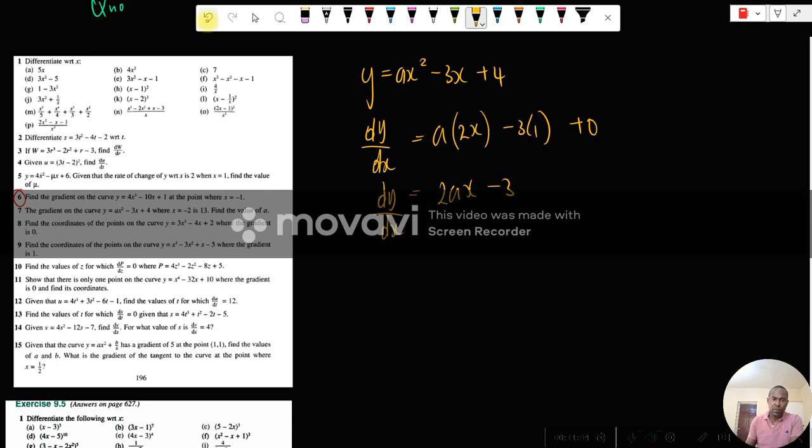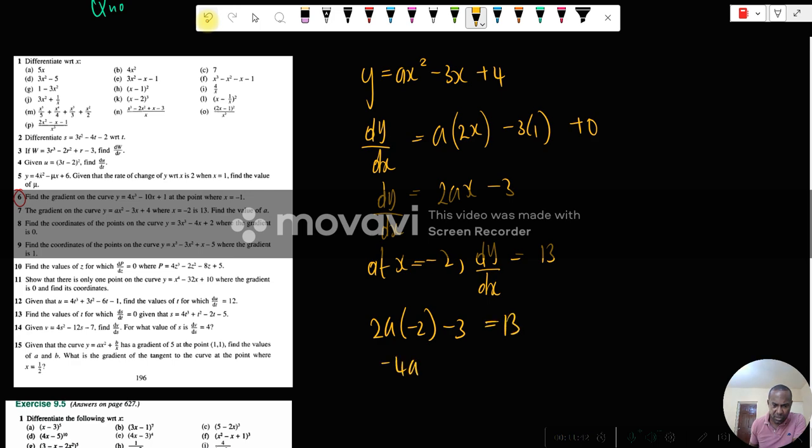Okay, all right, thanks. So dy by dx equals 2ax minus 3. What we're told in this one is that the gradient on the curve where x equals minus 2 is 13. So basically, at x equals minus 2, dy by dx is equal to 13. We will use this information to find the value of a. So here goes. We can say 2a times minus 2 minus 3 is equal to 13.